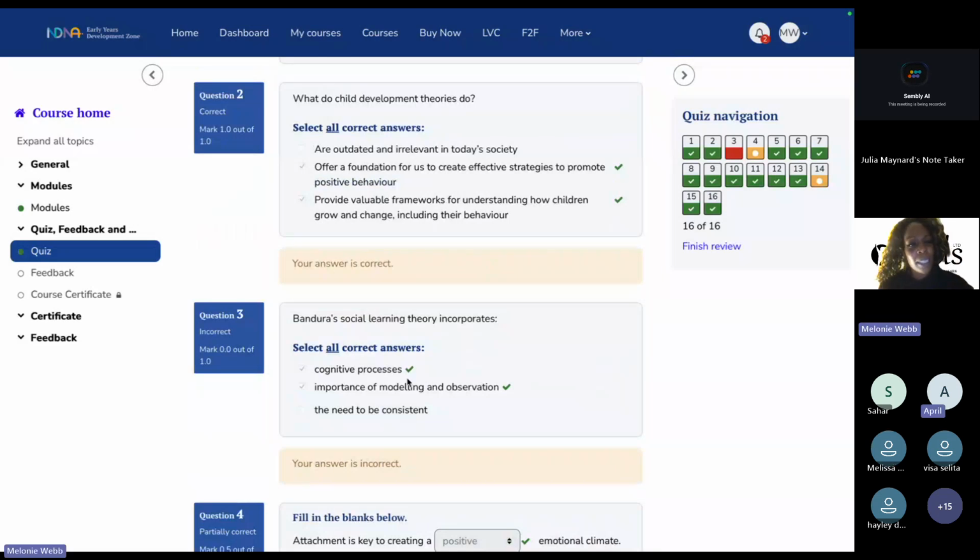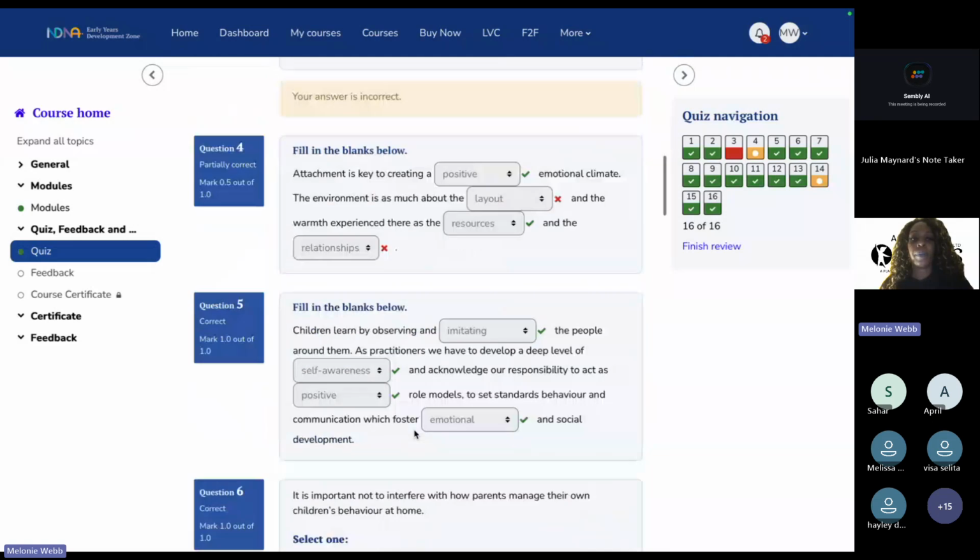So number 3, that says our answer's incorrect, but we ticked both of those things. They wanted the third one too. It says select all correct answers, so the third one should also be included. So are they saying that it needs to be consistent as well then? Oh, I see. Yeah, that makes sense. You did say that.